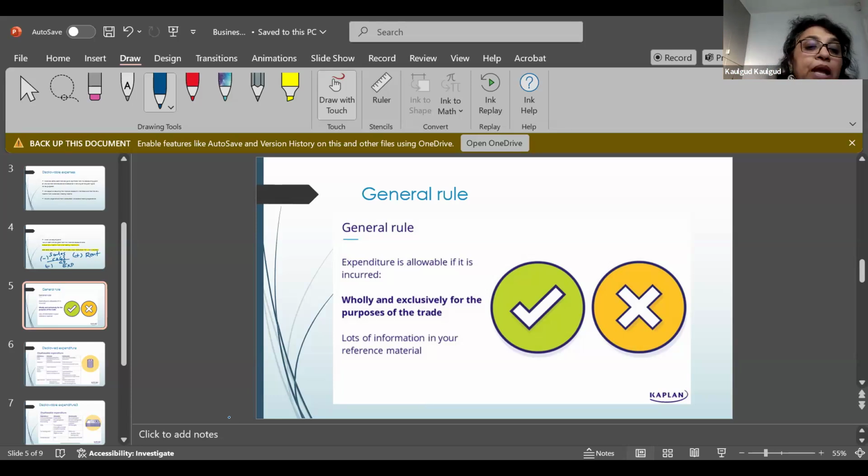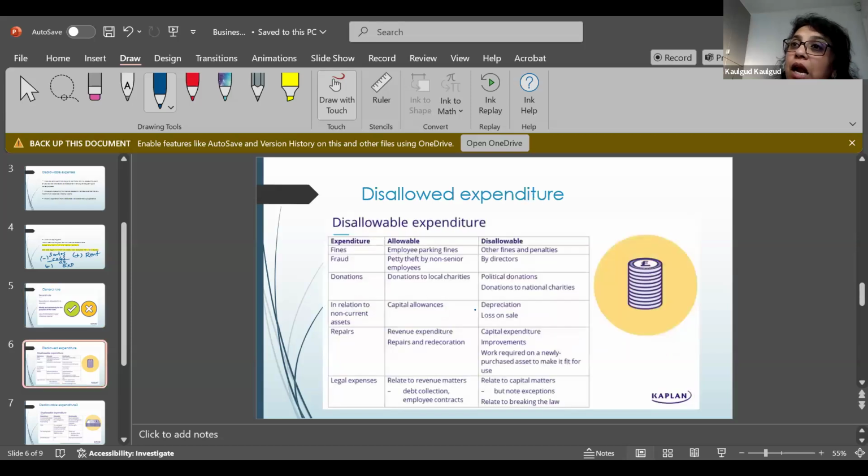Always do that. Now, I said anything which is non-trading needs to be added back, and anything which is non-trading income needs to be subtracted. So what is non-trading? Let us see. What is disallowed expenditure? I'm going to explain each of these, and then we will solve one question, so that you get an idea. Okay.